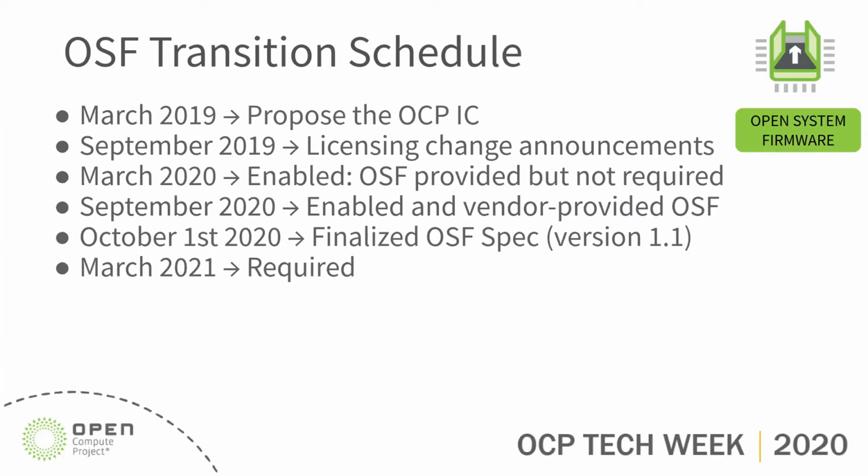All right, so here's a brief overview of the transition schedule. It was first proposed in the Global Summit back in 2019, and we went through a few milestones. We're currently in 2020. We finalized the OSF checklist, which is currently version 1.1. And the current rolling plan we have now is to make OSF required for OCP by March of 2021.